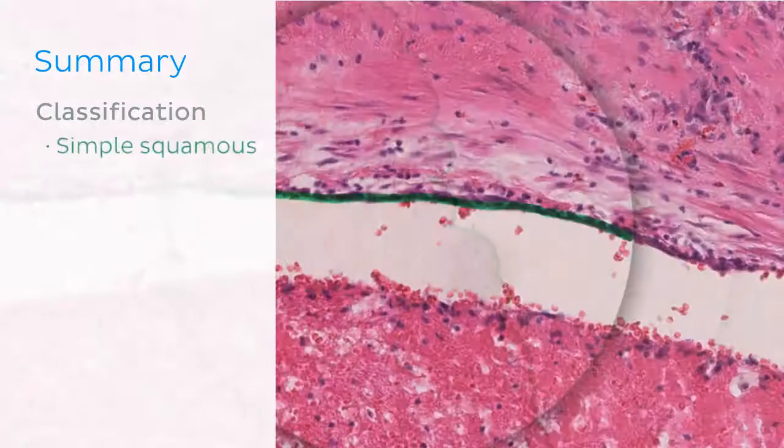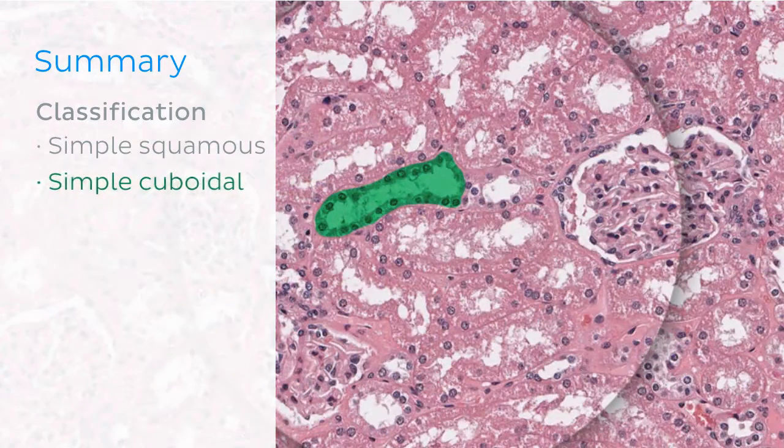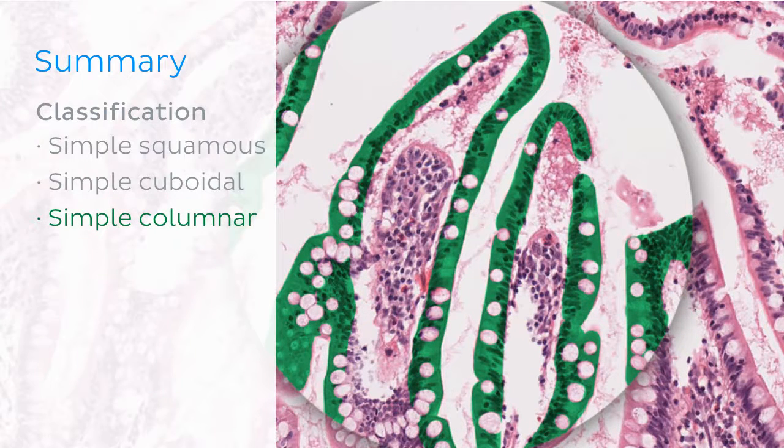First, we looked at simple squamous epithelium, which is comprised of flattened epithelial cells and allows for the exchange of nutrients, waste, or respiratory gases. Then we had simple cuboidal epithelium, whose cells are cuboidal in shape and can have secretory, excretory, or absorptive functions. Next, we had simple columnar epithelium, which, as we saw, is comprised of cells that are columnar in shape and can withstand considerable wear and tear.